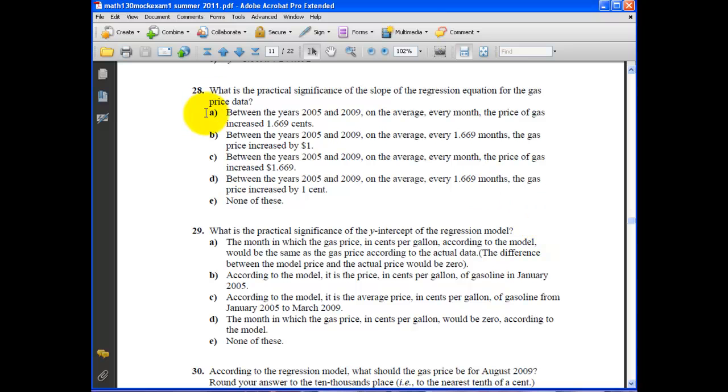And so I'm looking at the choices here. It says in A, between the years 2005 and 2009, on the average, every month the price of gas increased 1.669 cents. I'm going to go with that. That is correct.